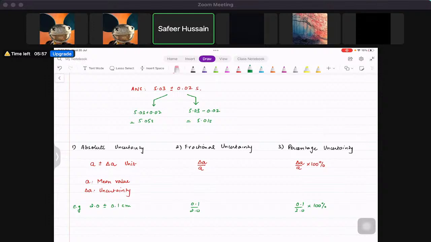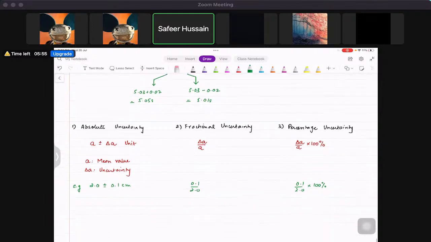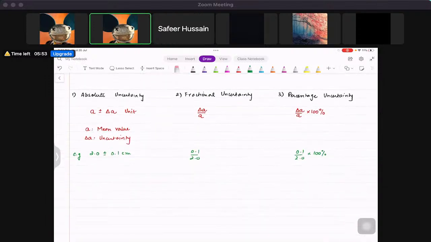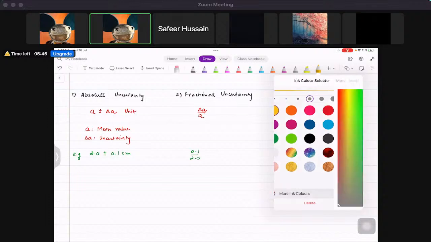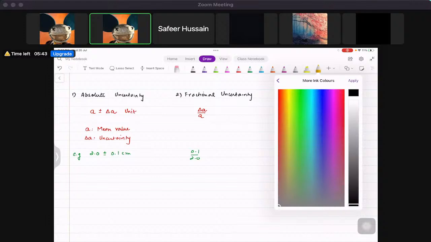Yes. Okay, now for uncertainty we also have certain rules that we need to follow. I want this color to be a thicker color. Wait, how do I find a thicker color? Okay, this one.